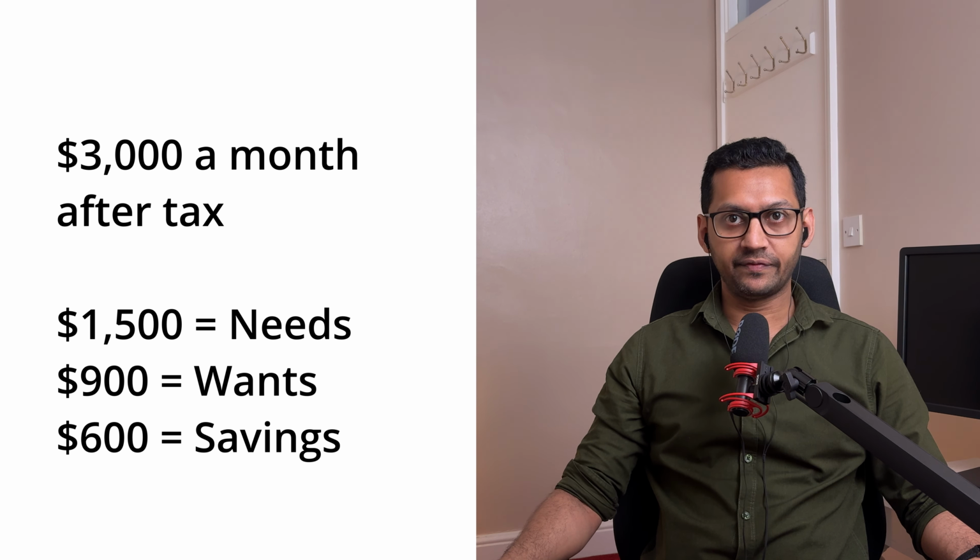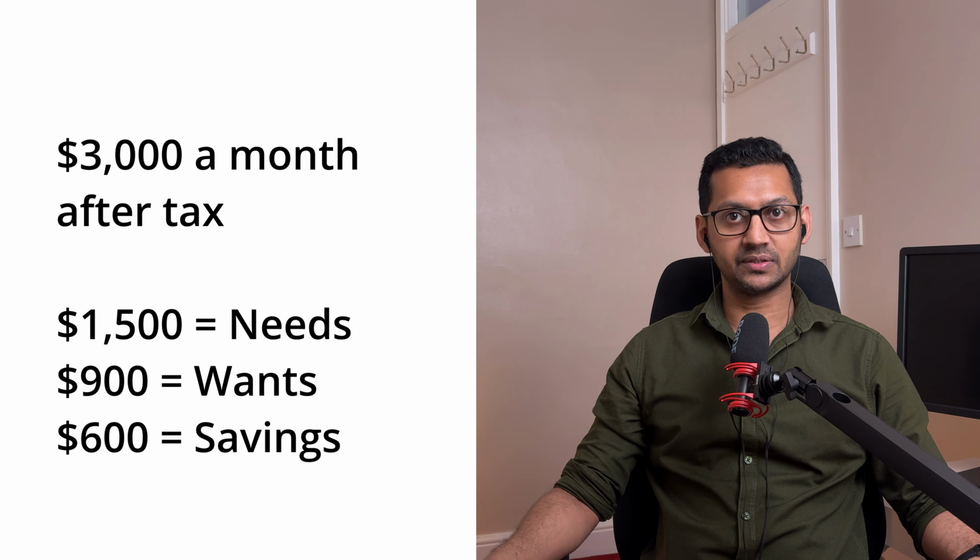So let's take a look at an example. Say if you earn $3,000 a month after tax. Out of that, $1,500 will go towards your needs. $900 will go towards your wants and $600 will go towards your savings. A very basic system.